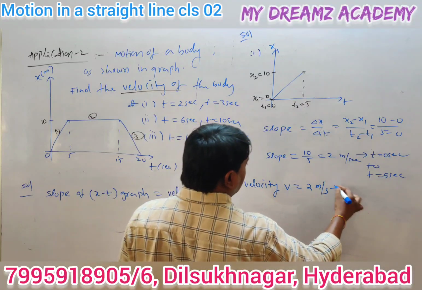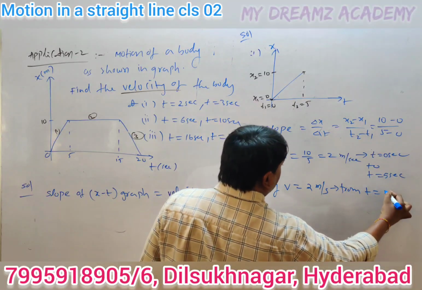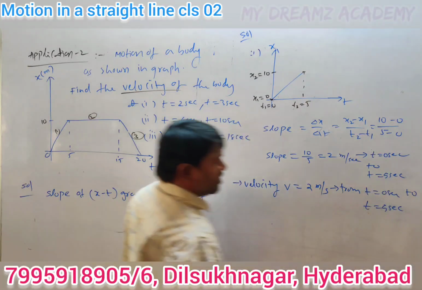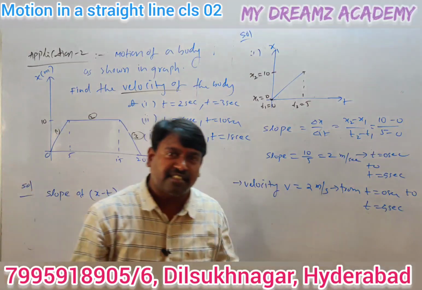From t equals 0 seconds to t equals 5 seconds, between these two time intervals, the slope is constant, and the velocity is also constant.